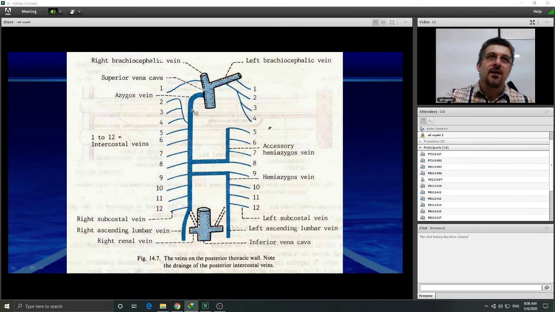finally the azygous vein has an arch over the right pulmonary root, or peduncle, and finally reaches the superior vena cava.